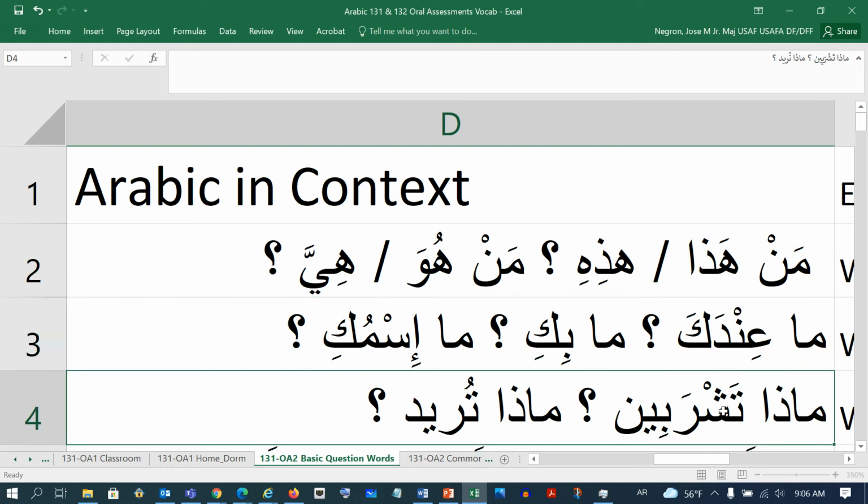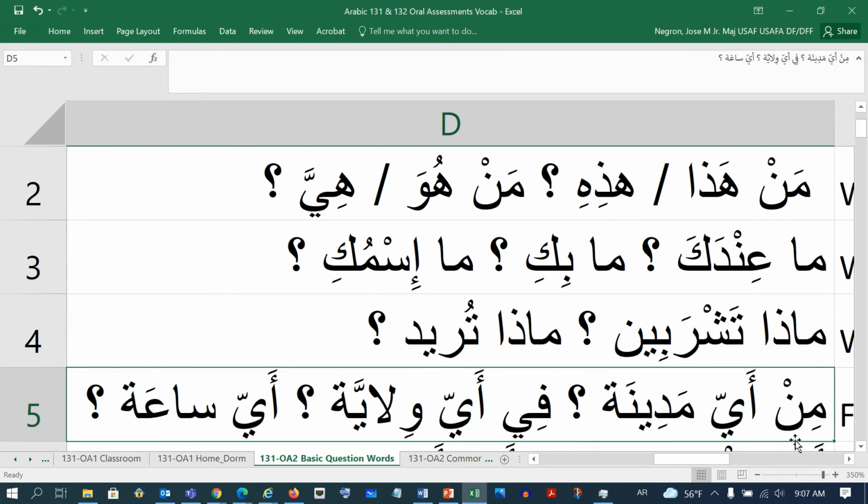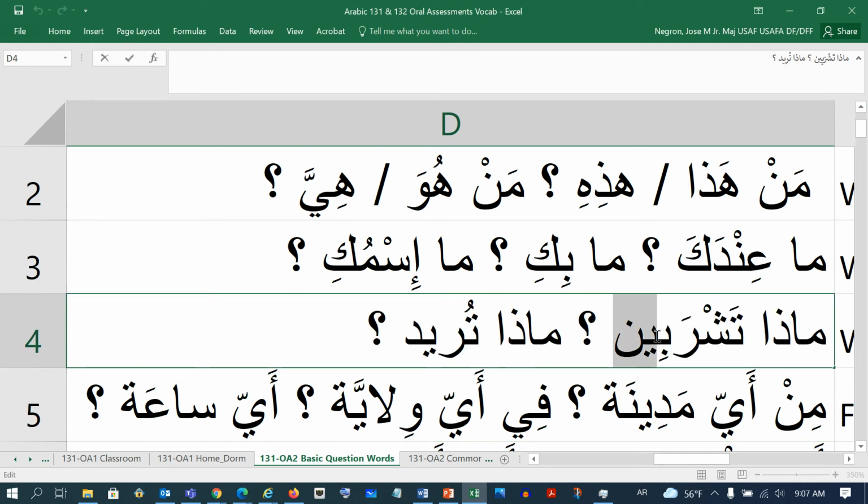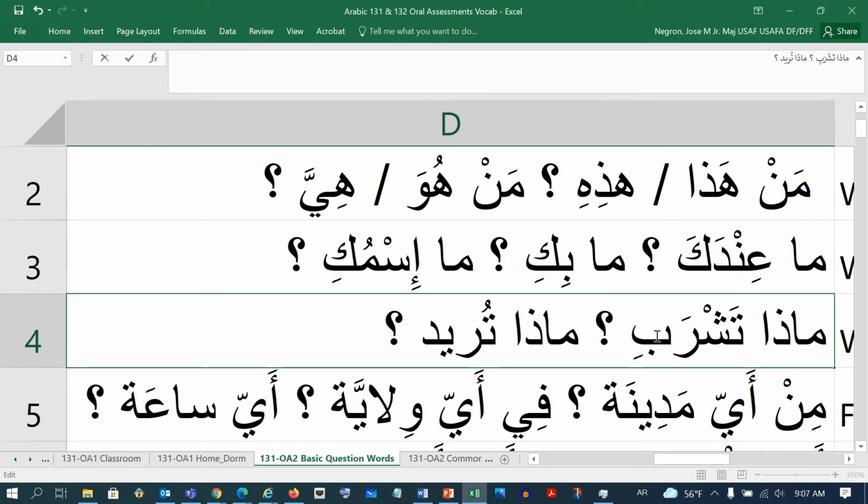So when do we use mada? Well, we use mada when it's immediately preceding a verb. Here's the example. Mada tashrabin, what are you drinking? If you wanted to make it the masculine form, if you're talking to a guy instead, you get rid of this suffix, this ending, and you say mada tashrab, what are you drinking? You're talking to a male here.